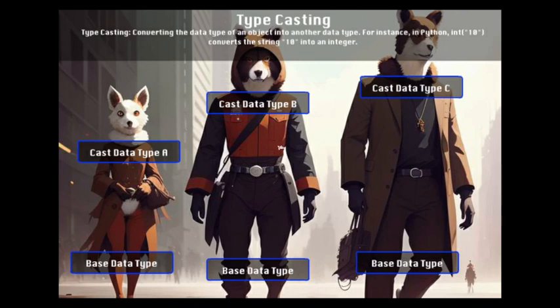Typecasting: converting the data type of an object into another data type. For instance, in Python, int("10") converts the string "10" into an integer.